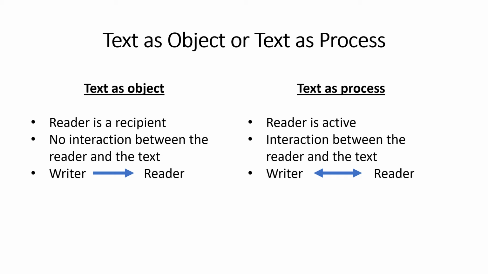Whereas in text as a process, we see reading as an active process where there's an interaction between the reader and the text, and the writer and reader are interacting by the reader asking a lot of questions, making predictions, and using background knowledge to make connections with the text which is written. So a lot of interaction is going on, so the process becomes active and dynamic rather than passive and static.